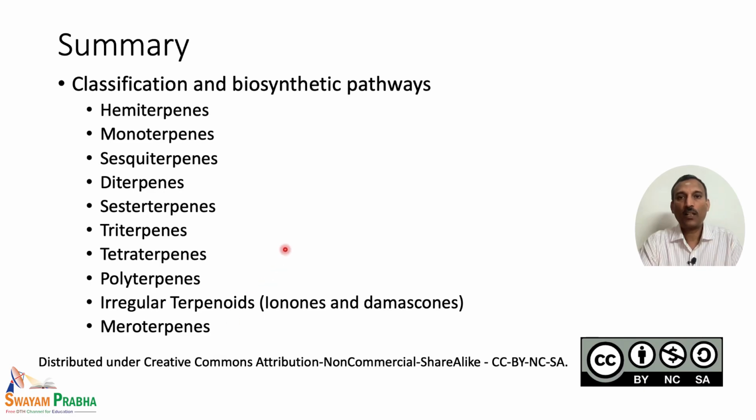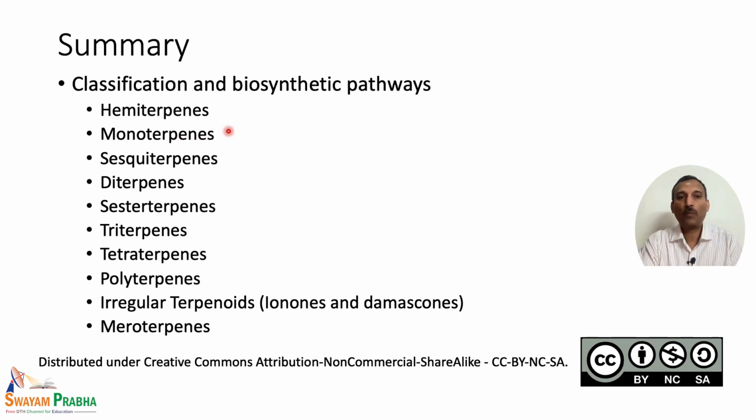In summary, let us recap what we have studied so far. We have studied the various classifications of terpenes. We started off with the hemiterpene, the C5 unit, which is the monomer unit responsible for the formation of all the terpenes. We have seen how the biosynthetic transformation of hemiterpene leads to higher terpenes.